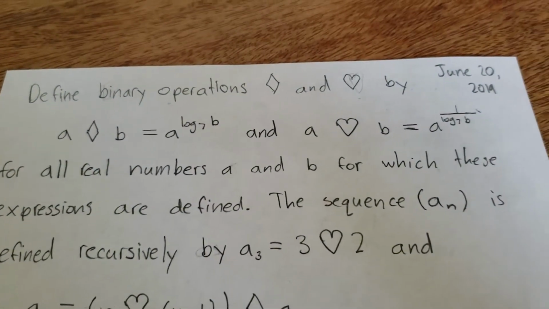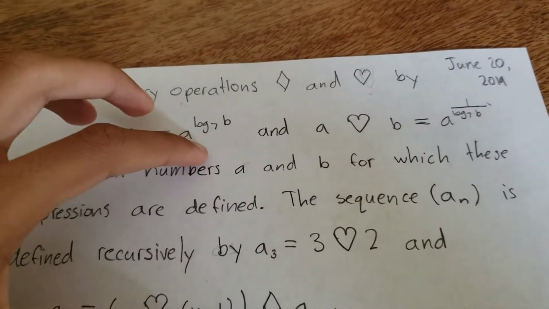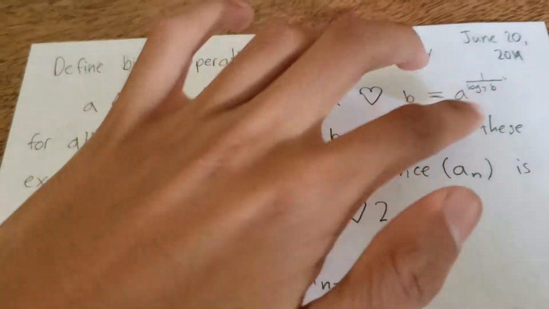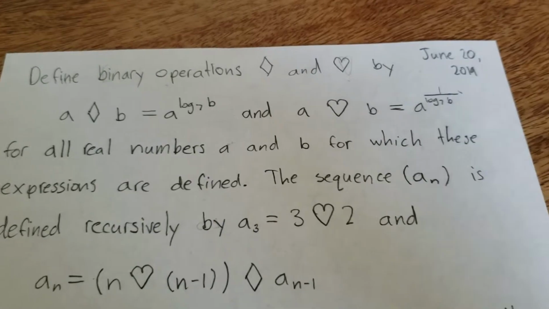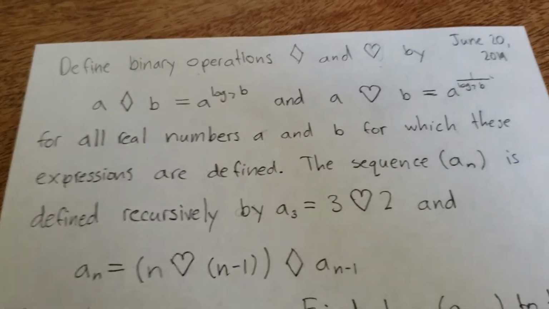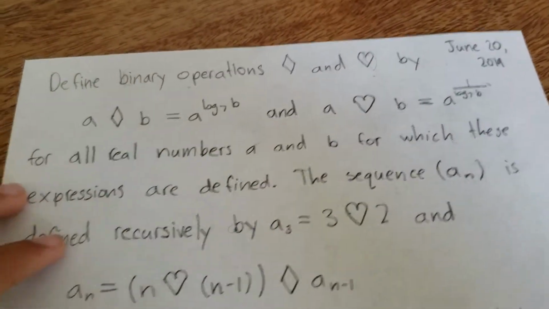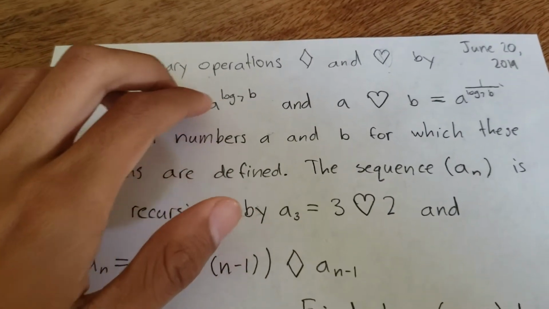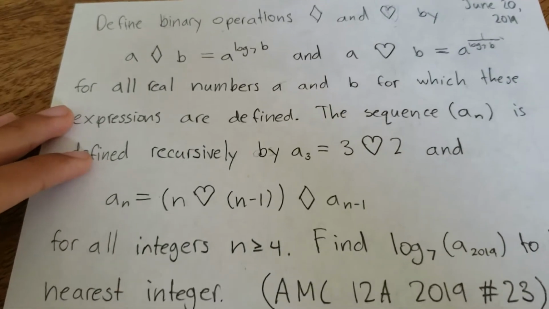Interesting. So the first thing we notice is that these exponents are reciprocals of each other. That may help us simplify some things further down the problem as we get into it. And obviously, for real numbers a and b for which the expressions are defined, so that the logarithms are defined, a and b are both positive.